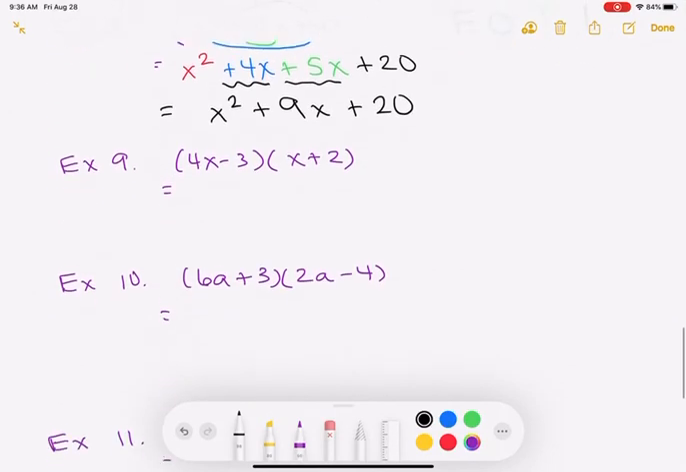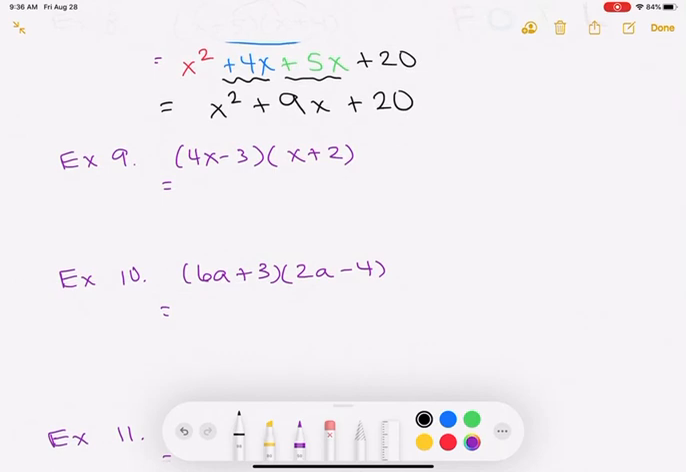All right, so examples 9 and 10, those should be the same thing, okay? So go ahead and practice foiling, give it a try, hit pause, and then come back when you think you've got it.